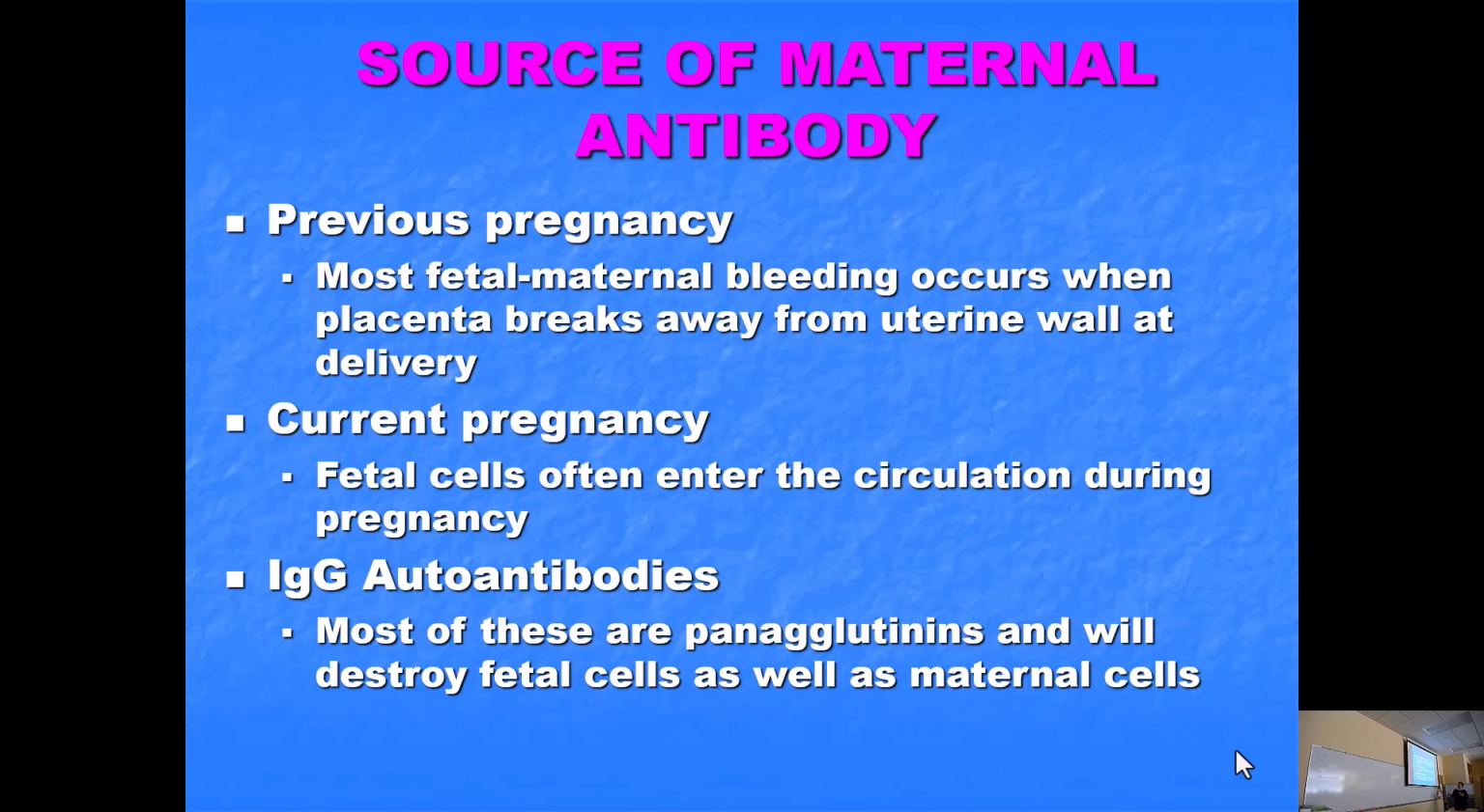Sometimes we can get IgG autoantibodies, panagglutinins, which means they agglutinate everything, right? And they can destroy fetal cells as well as maternal cells. So sometimes if mom has an autoimmune disorder and has a panagglutinin auto-IgG, we could potentially see problems then also.